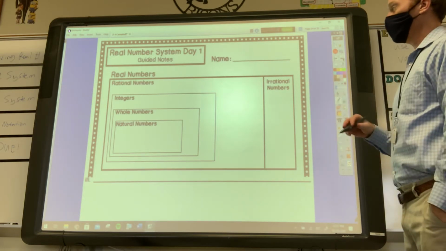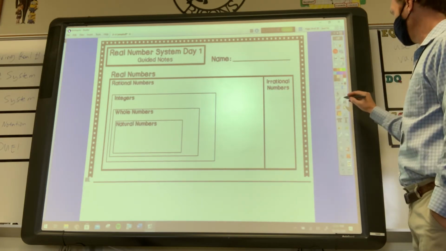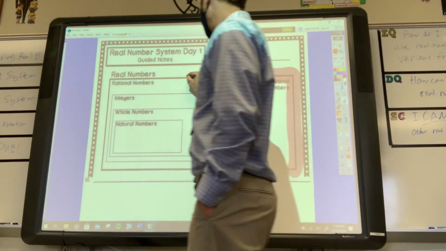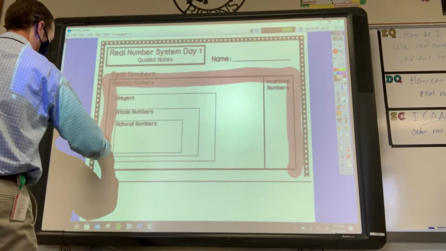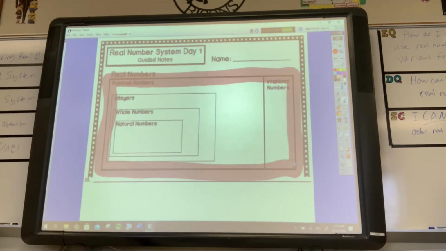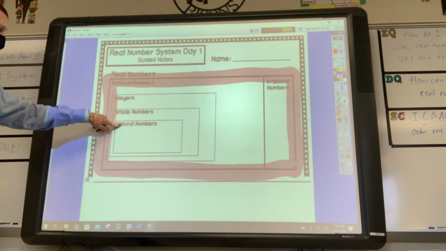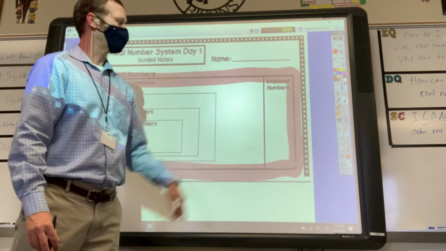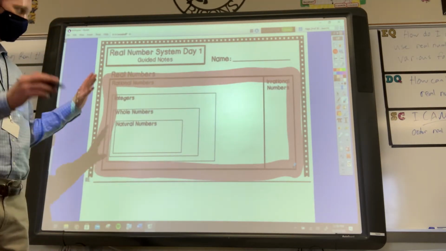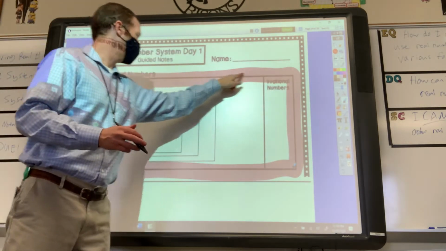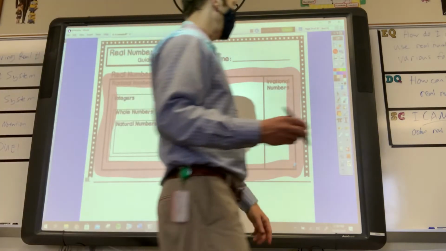Now we're going to look at the real number system, and I'm going to block off the outside edge right here because I really want to draw attention to something that confuses people. Everything inside this box is a real number. That means a rational number is real, an integer is real, a whole number is real, a natural number is real, and an irrational number is real. We'll get into that later, but just see from the outset, the way this thing is built, everything is inside the real number box.